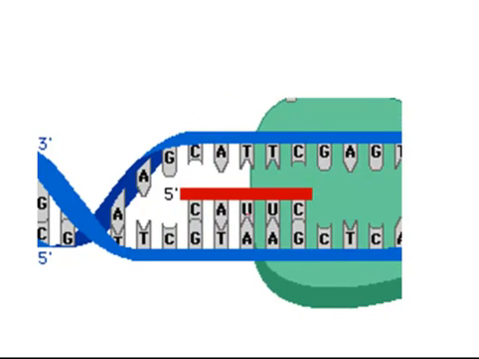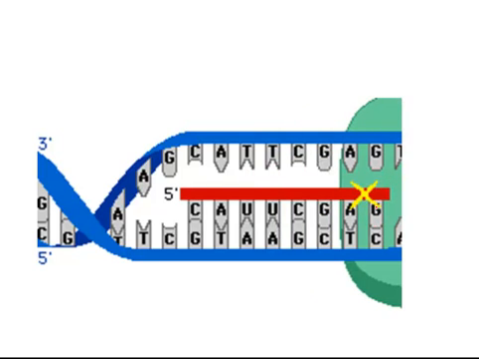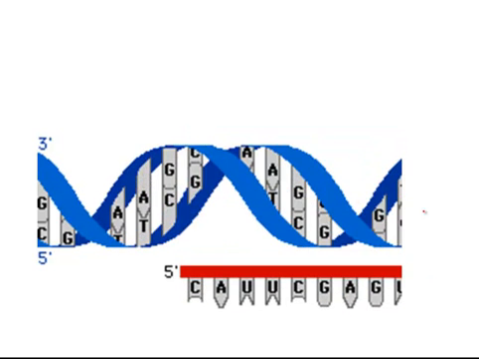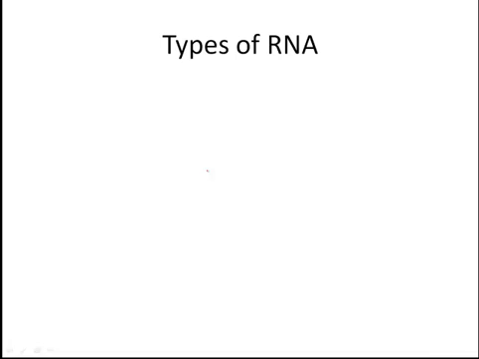And notice that instead of T's, there's U's because of the difference. And you get your new RNA strand that gets made in the end. And then the DNA goes back together, and that much smaller RNA strand can now leave the nucleus.